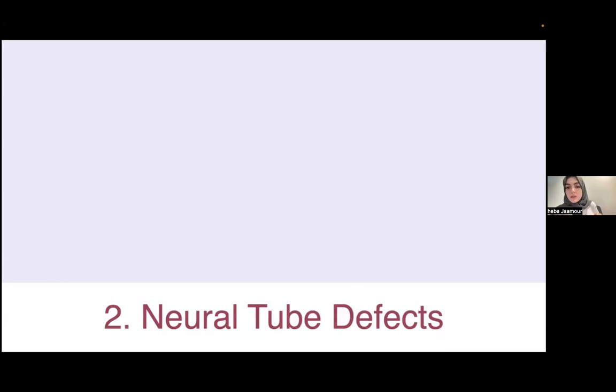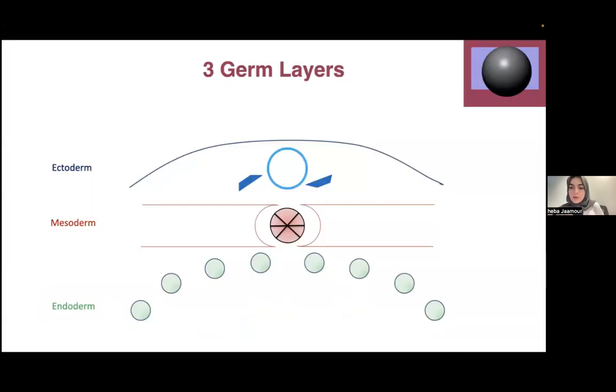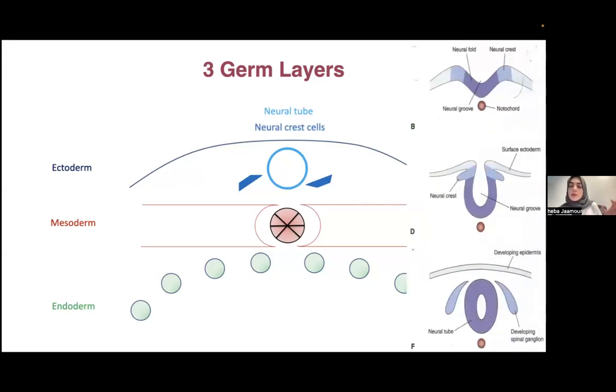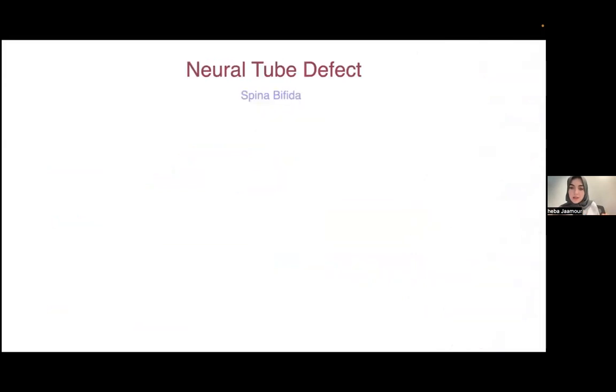The second thing we want to discuss is a neural tube defect. To review again, remember those three germ layers and how we discussed there is a neural tube and neural crest cells, and that it's as if we're pinching out the ectoderm so that we can detach a part of it, so that it can form the nervous system and the neural crest cells. So what happens if it does not fully detach? We get what we call a neural tube defect, and another name for it is spina bifida.